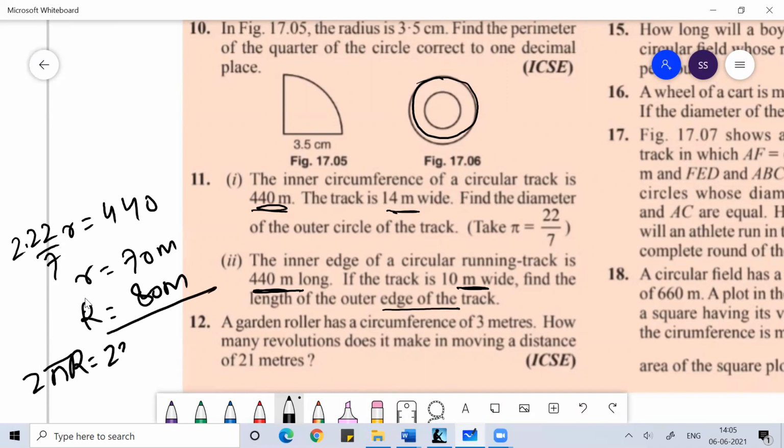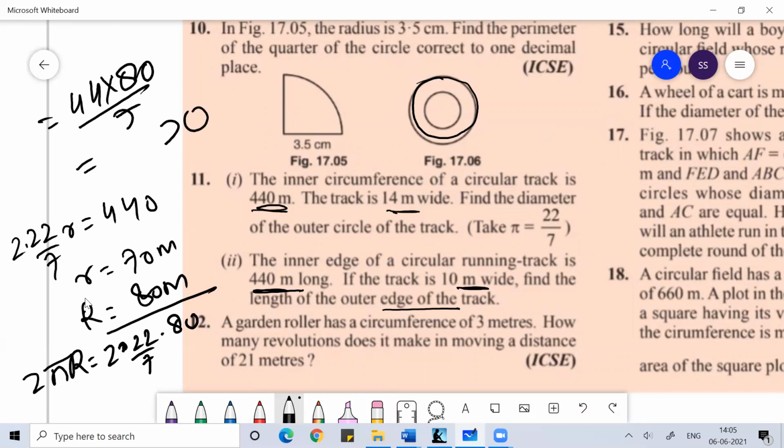2 pi r: 2 into 22 by 7 into 80. That is what they want. Nothing is getting cancelled here. So 4 into 80 by 7. Answer will be 3520 by 7. 3520 by 7 gives 502.85 something. Yes, sir, 502.86 meter.